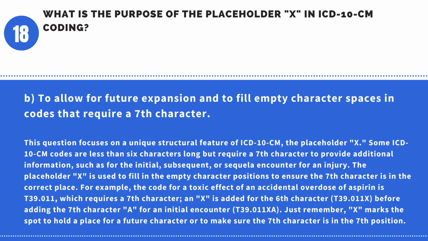For example, the code for a toxic effect of an accidental overdose of aspirin is T39.011, which requires a 7th character. An X is added for the 6th character, T39.011X, before adding the 7th character A for an initial encounter, T39.011XA. Just remember, X marks the spot to hold a place for a future character or to make sure the 7th character is in the 7th position.